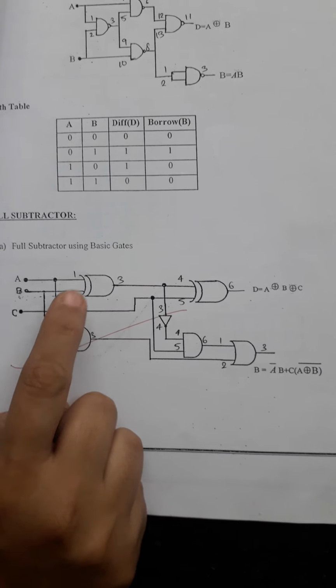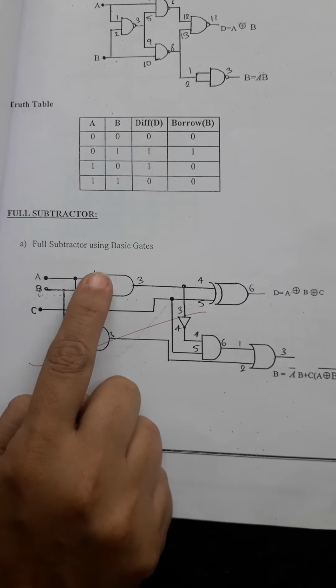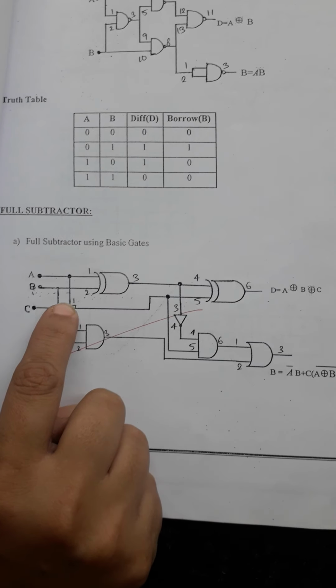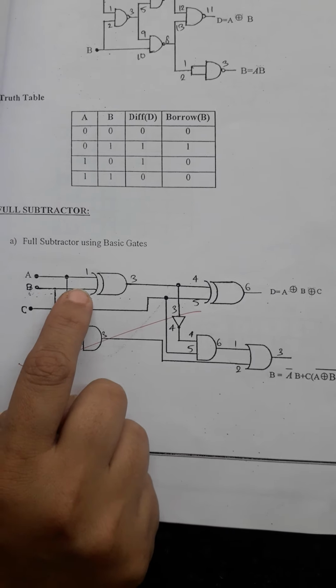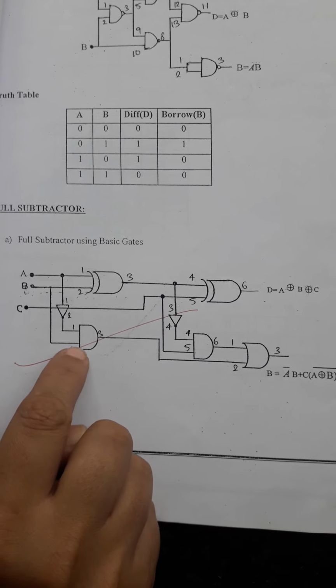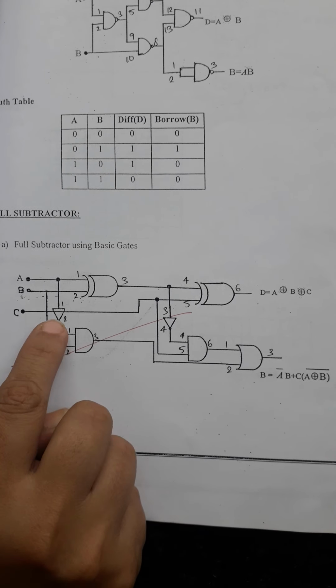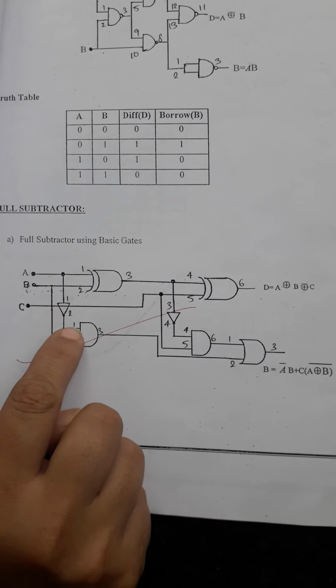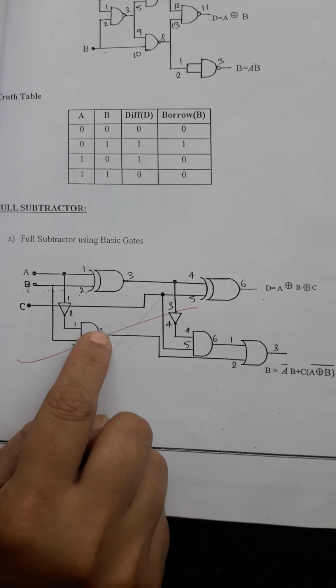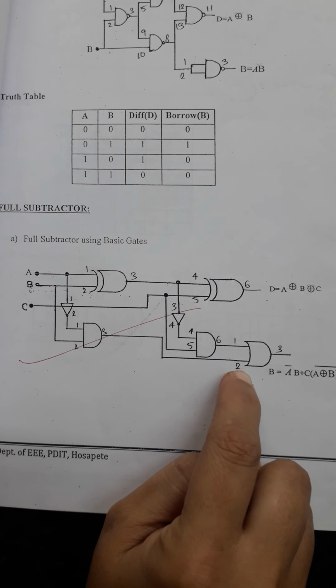So 1 is connected to the input, and 1 of XOR gate is connected to 1 of NOT gate. 2 of XOR gate is connected to 2 of AND gate. 2 of NOT gate is connected to 1 of AND gate. 3 is connected to 2 of OR gate.